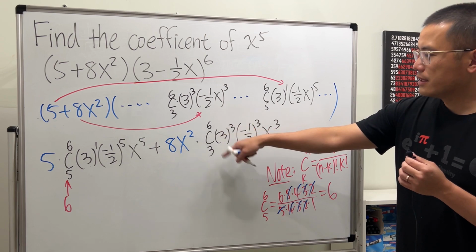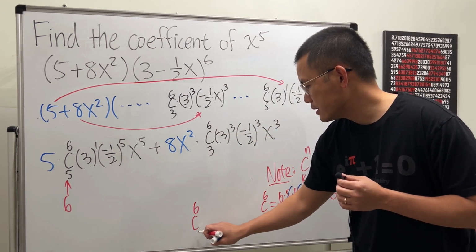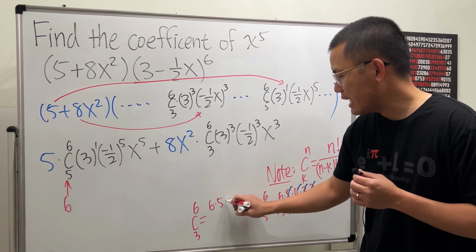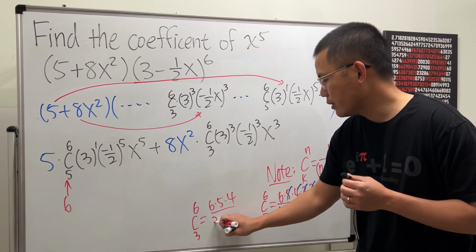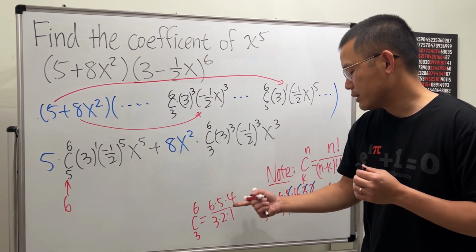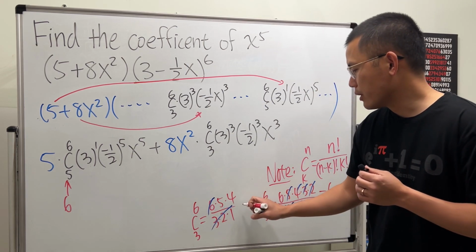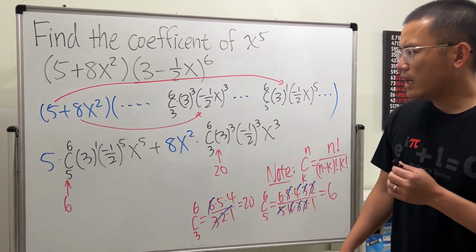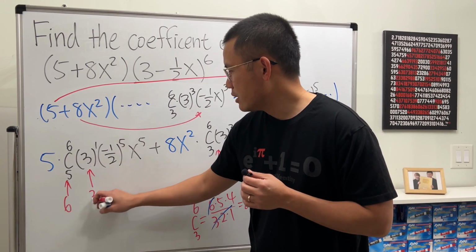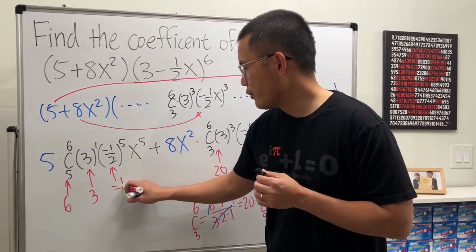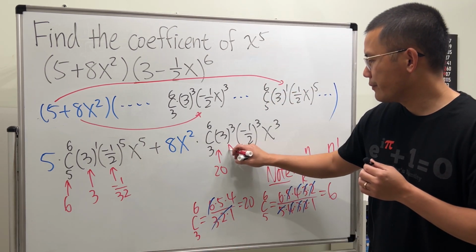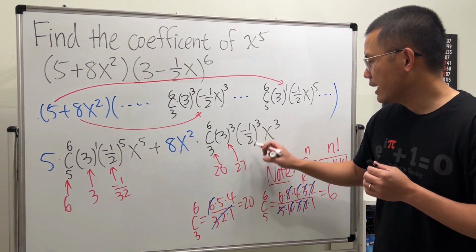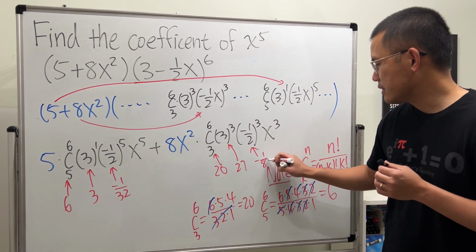As for 6 choose 3, start with 6, and then write down a total of 3 numbers, so 6, 5, 4, and then over 3 factorial. 3 times 2 times 1, 6 is the same as that, so you can cancel that out. So that will be 20. So this right here is 20. And for the rest, this right here is just 3. This right here is negative 1 over 32. This right here, my arrow is wrong. This right here is 27. And then this right here is negative 1 over 8.